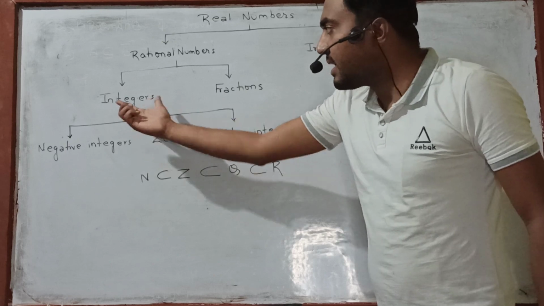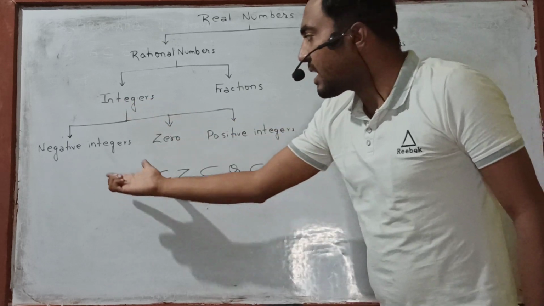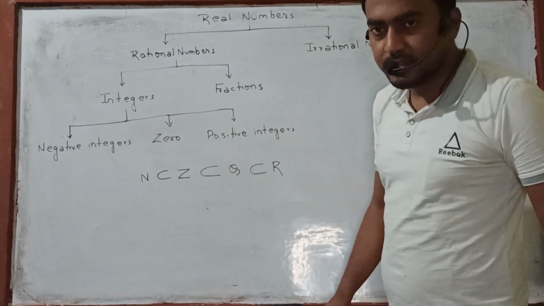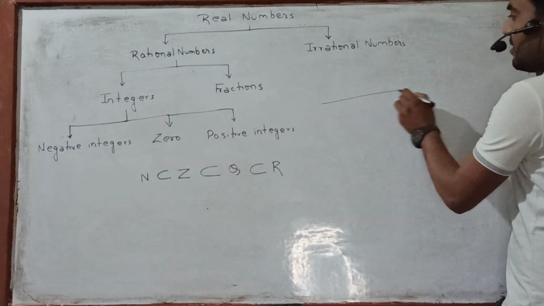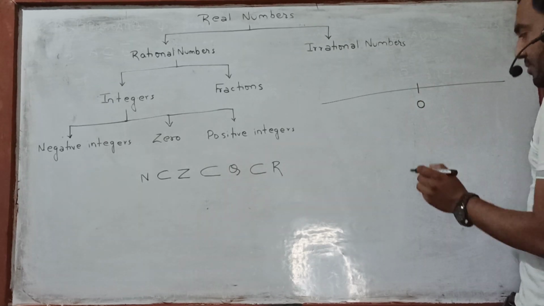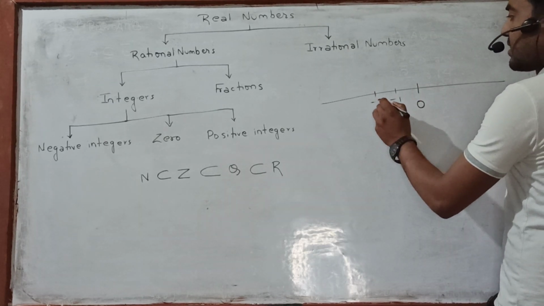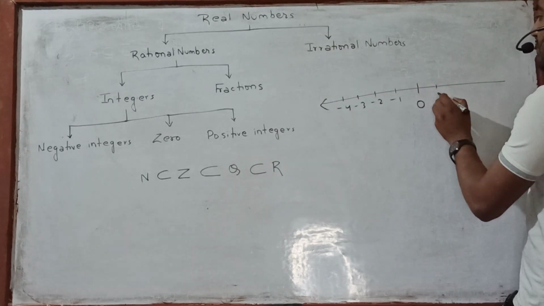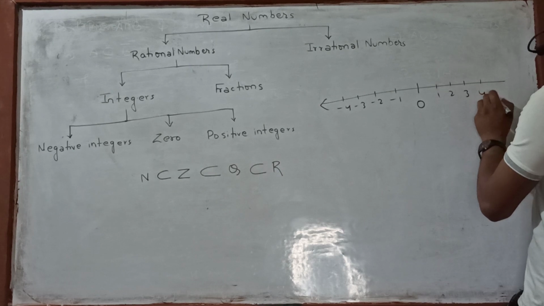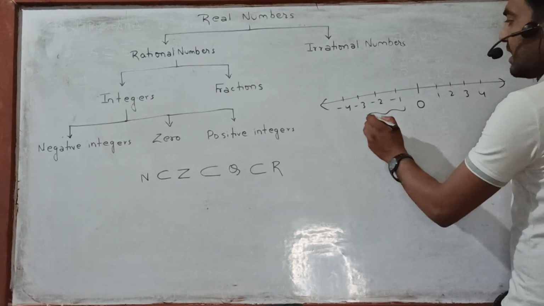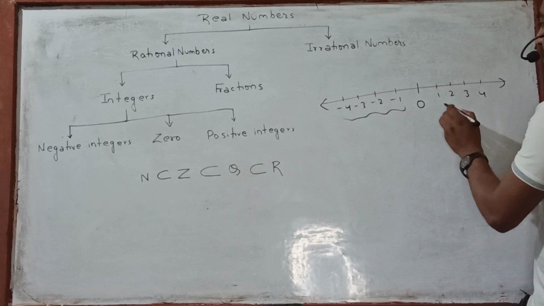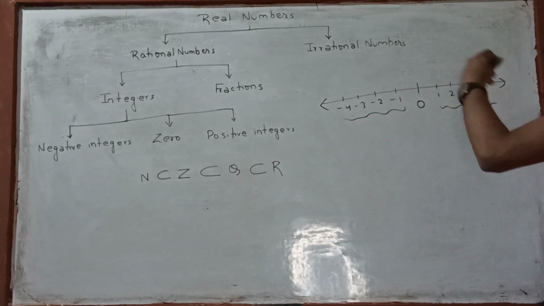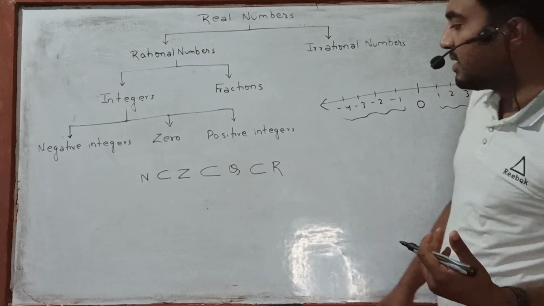Integers are again categorized into three types. They are negative integers, 0 and positive integers. On the real line, if you see 0, on the left side it will be -1, -2, -3, -4 and so on. On the right side it will be 1, 2, 3, 4 and so on. These are the negative integers on the left side, on the right side they are the positive integers, and there is 0. Overall, as a whole, they are called integers.